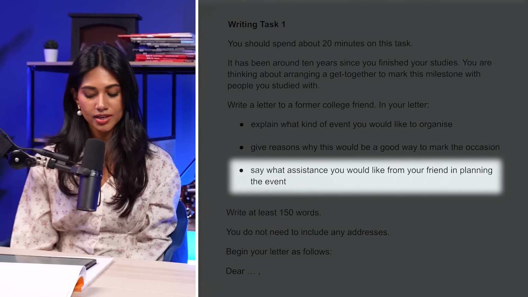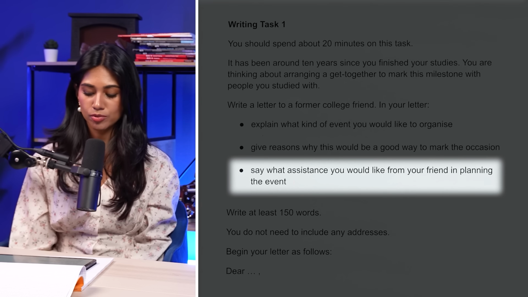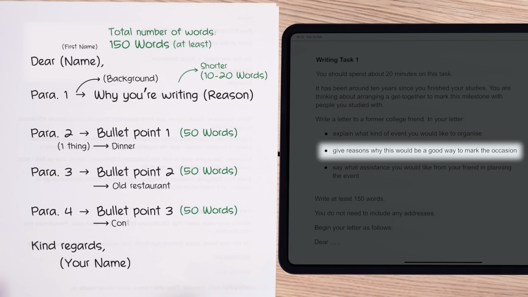Shall I read the third one? Number 3, say what assistance you would like from your friend in planning the event. Probably contacting everybody, making like a group chat with all the numbers that I don't have, just suggesting a date and a time, kind of coordinating with everybody, seeing what day works.